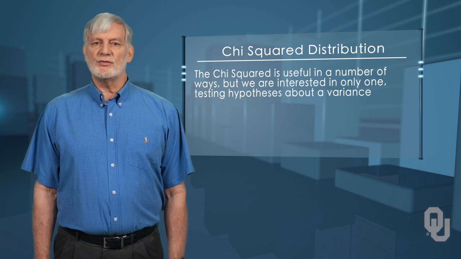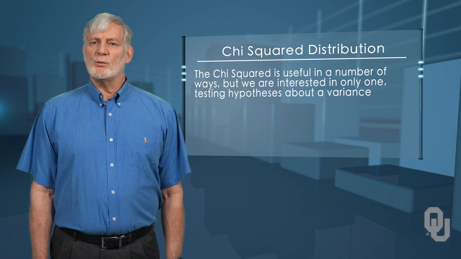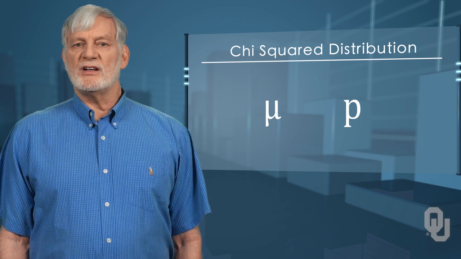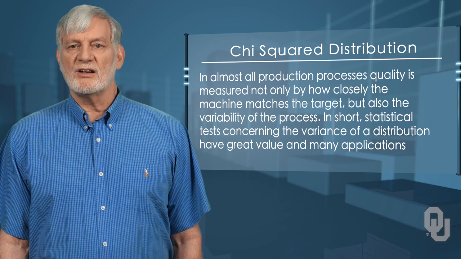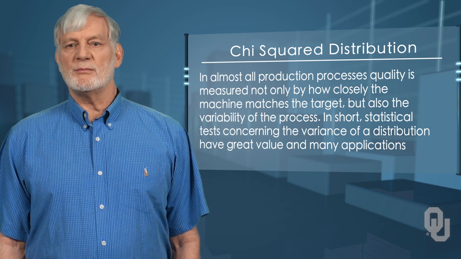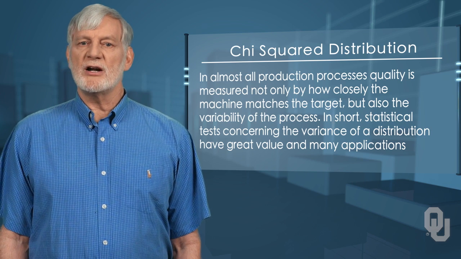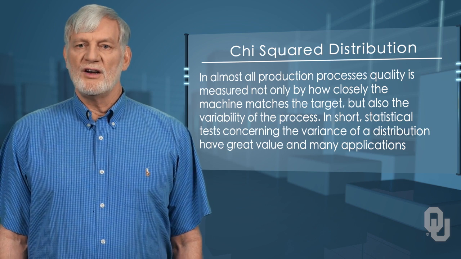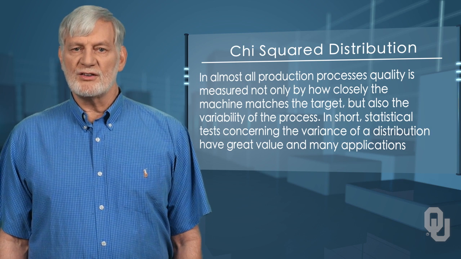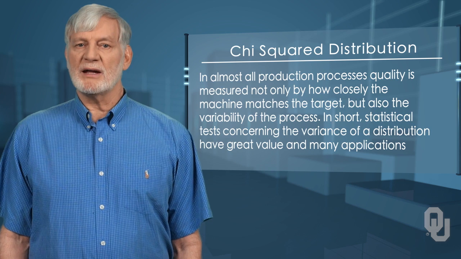The chi-squared is useful in a number of ways, but we are interested in only one: testing hypotheses about a variance. Thus far, our interest in inferential statistics has been exclusively focused on the population parameter mu, or its counterpart in the binomial p. There are other cases, however, where we are interested in the variability of the outcomes of some distribution. In almost all production processes, quality is measured not only by how closely the machine matches the target, but also the variability of the process. In short, statistical tests concerning the variance of a distribution have great value and many applications.